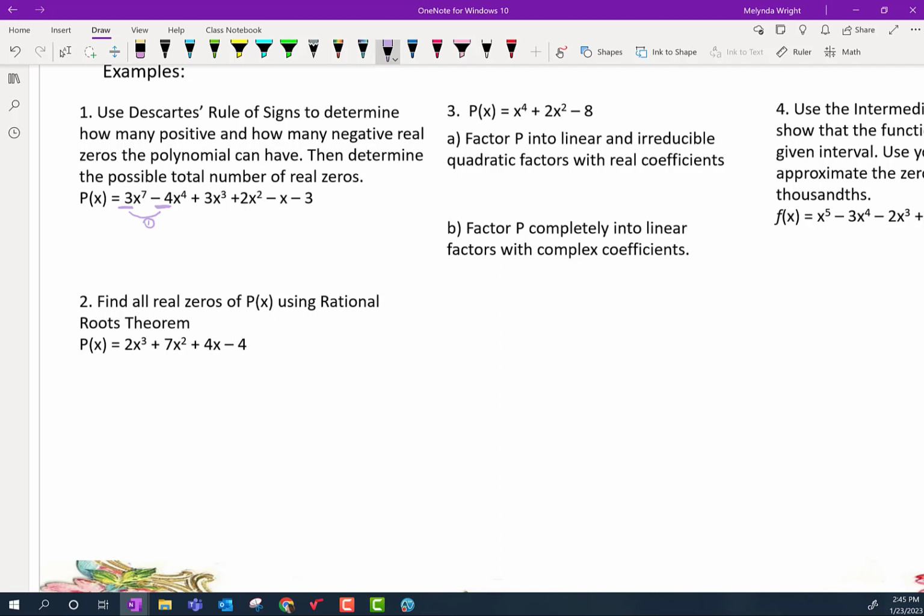So now I'm looking at a negative 4 to a positive 3. Okay, great. That is a second sign change. There's a second one. I look from the positive 3 to the positive 2. Yeah, there's no sign change there. But I do have a sign change right here between the positive 2 and the negative 1. That's my third sign change. Between the negative x and the negative 3, there is no sign change.